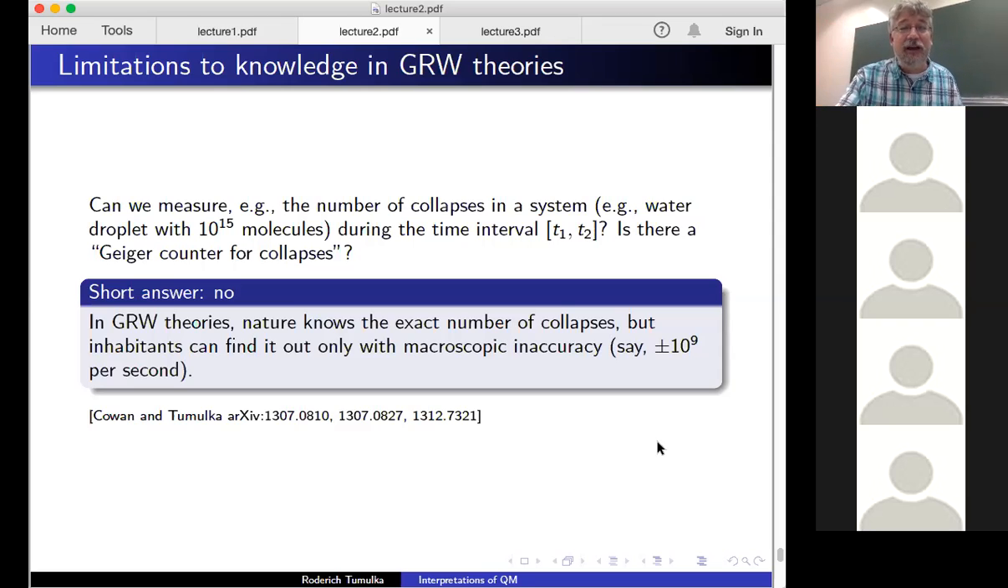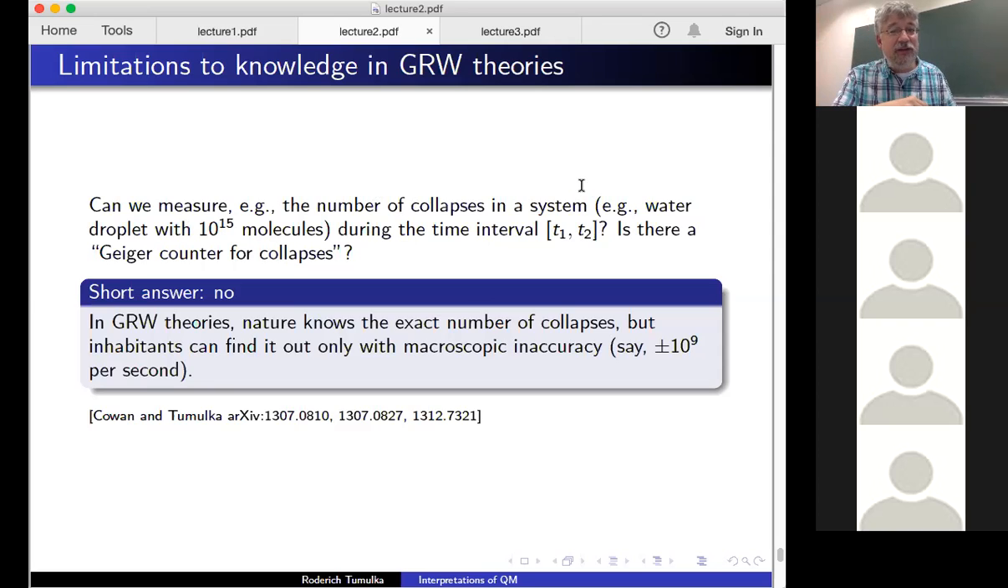So you could try to measure the number of collapses that actually occurred during a particular time interval. Say you have a kind of small system, a mesoscopic system, a not too large number of molecules, at a particular time interval, 1 second or less. Could you have something like a Geiger counter for collapses? Could you in any way measure how many collapses actually did occur? The short answer is no, you can't.